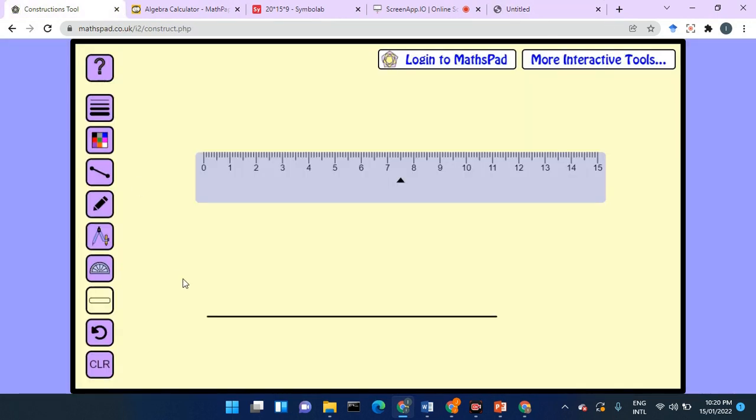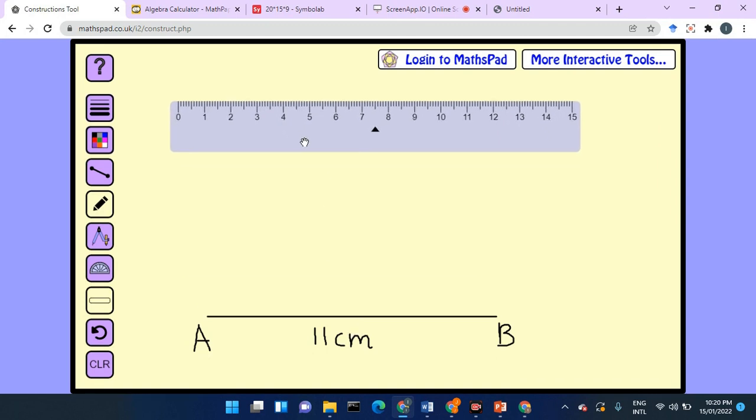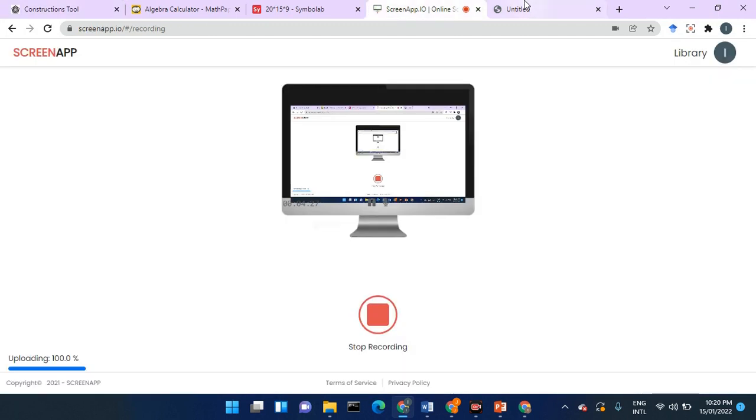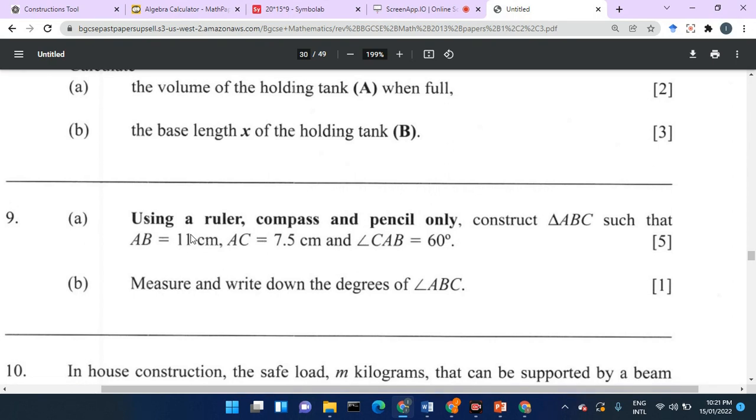This line, if you want to be technical, is actually a line segment because it has an ending point and a starting point. So this line segment has A, which is the first point, and then B, which is the second point. This is supposed to be 11 centimeters. When we measure it, it's basically 11 centimeters. So we know that the base is supposed to be 11 centimeters.